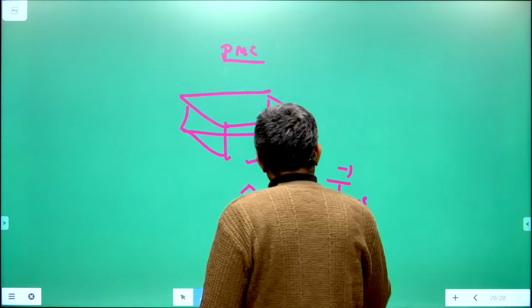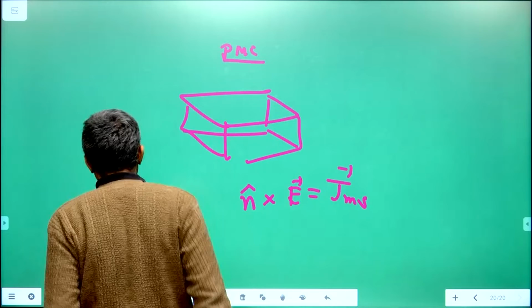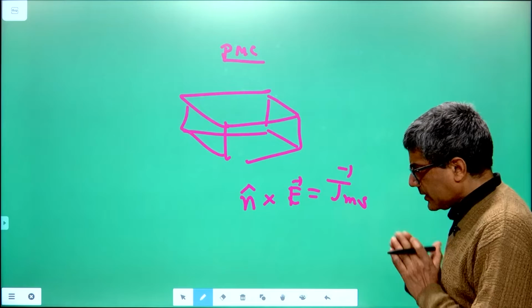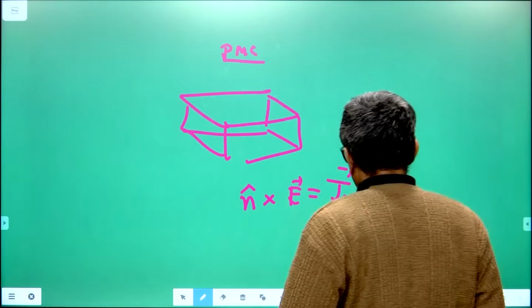You see, Maxwell's equations have the duality relation. They remain unchanged. If E goes to H, H goes to minus E. J and JM are interchanged. Epsilon and mu are interchanged. Rho and rho M are interchanged. So if you use that fact, you get the solution.